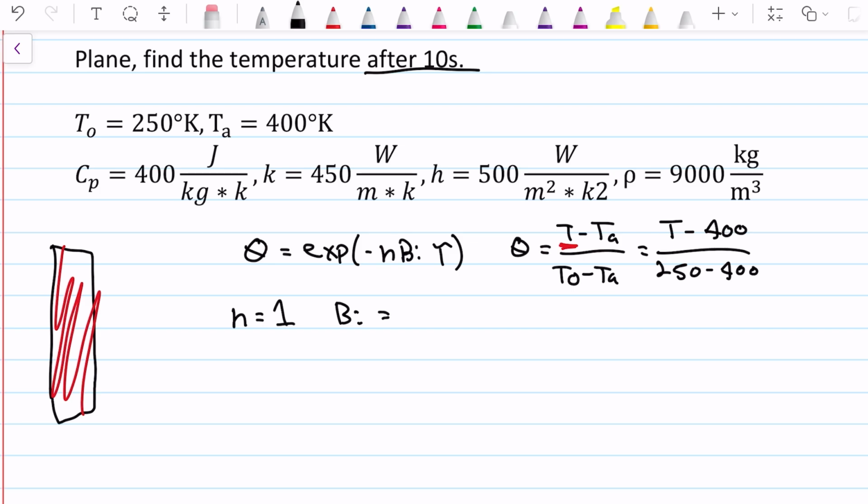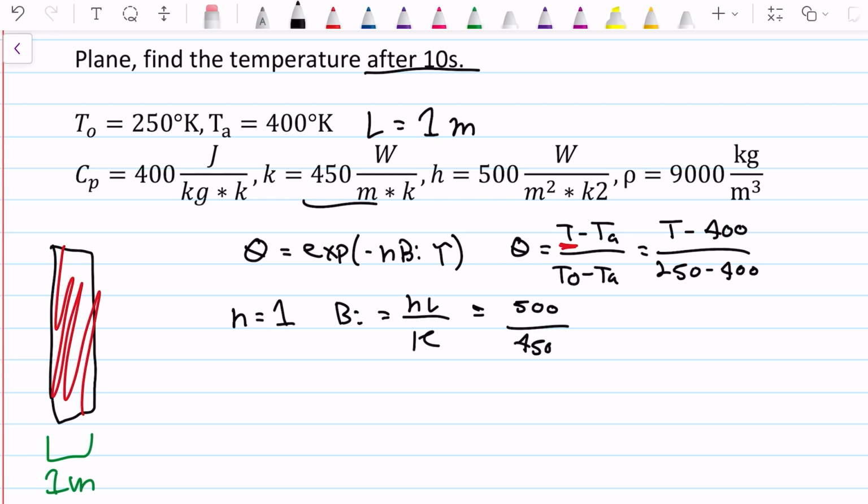The Biot number is going to be hL over k, and I don't have a length of our material. We're going to say the length is 1 meter. We're going to call it L1, so it's not actually going to change anything. I just made that up. h is 500 over, what's our k? 450, which I think is roughly the thermal conductivity of copper. So our Biot number is going to be 50 over 45.